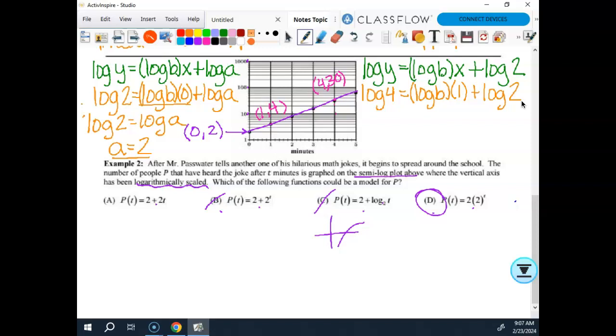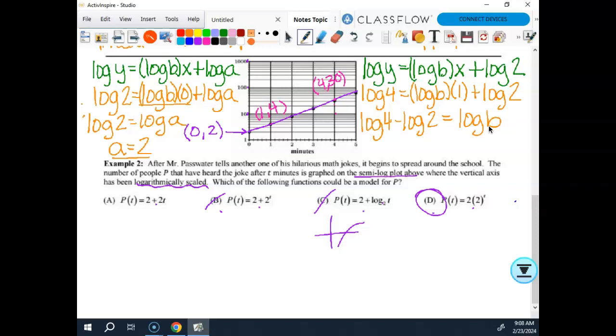We okay with that? What would I do next? Subtract the log of 2. Good. So I'm going to have the log of 4 minus the log of 2, and that equals the log of b. Now, what is the log of 4 minus the log of 2? Log of 4 over 2, which is 2.